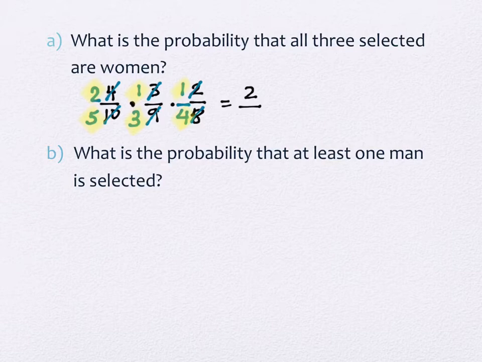What's that? 60. Of course, 2 over 60 is still not quite all the way reduced. I can divide them both by 2. And what will I end up with? 1/30.